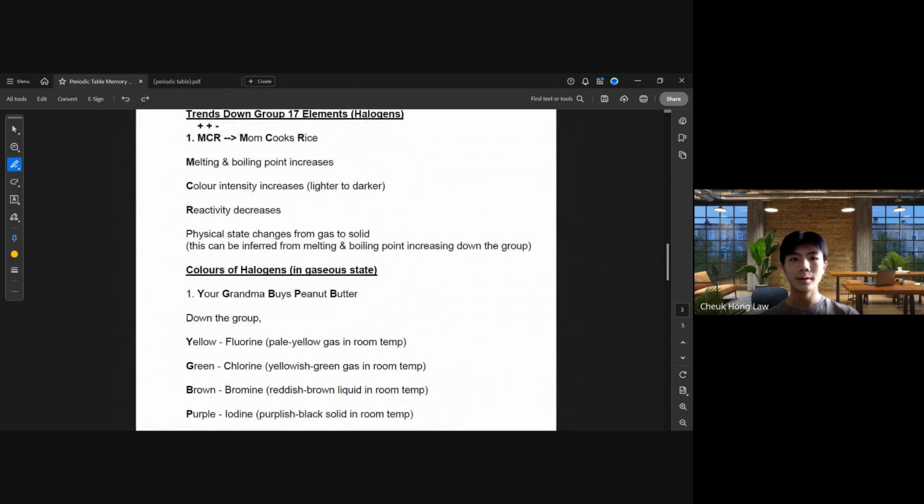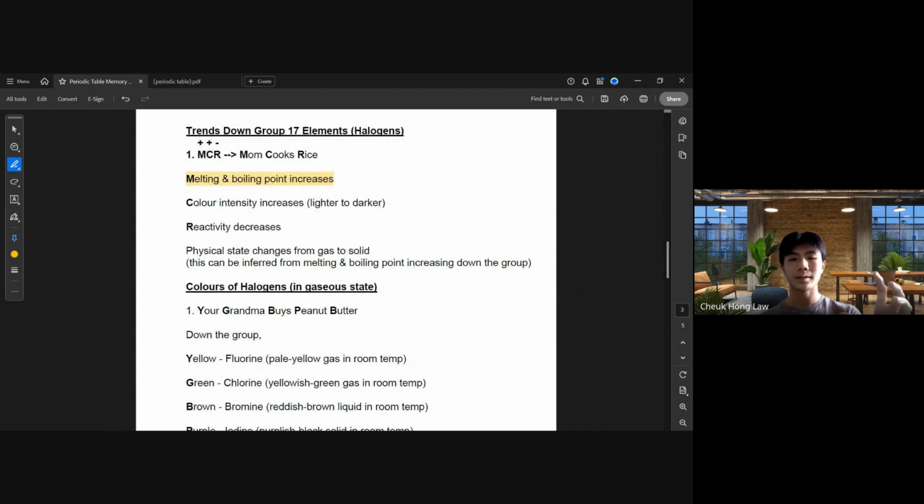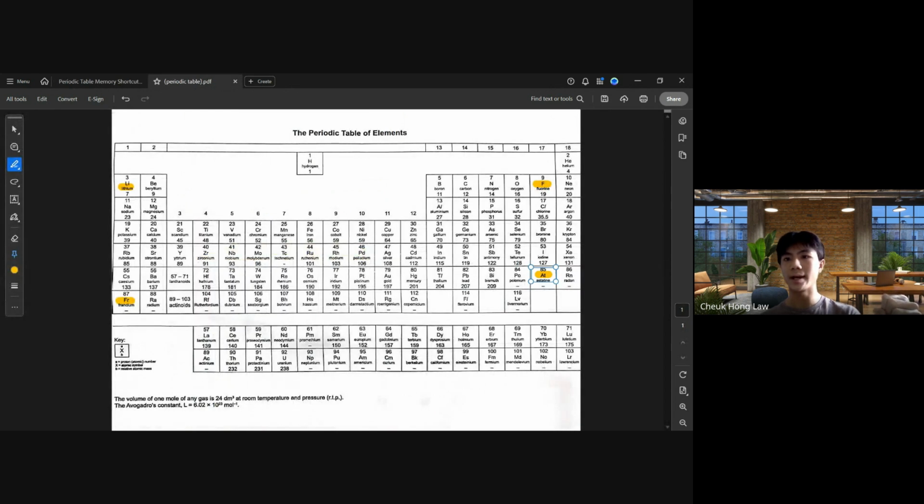Then there's one more, which is not included in the memory shortcut, but you have to know it as well. So why didn't I include it? Because you can actually link this based on the melting and boiling point increase. So the trend is physical state changes from gas to solid. Which means that fluorine is a gas, then somewhere in the middle, bromine is liquid, then finally at the end, astatine is a solid.